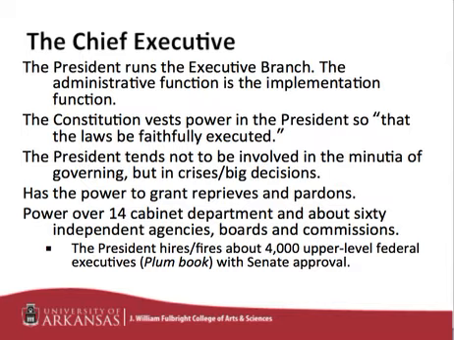Now, the president also has power over 14 cabinet departments and about 60 independent agencies, boards, and commissions. So by the hiring and firing of around 4,000 upper-level federal executives, in other words, the Plum Book, in conjunction with Senate approval, the president has an awful lot of power over how legislation is carried out and how it's interpreted. So what we see here as chief executive, there are an awful lot of checks and balances, whether it's through granting reprieves and pardons, and this is the influence on the judicial branch, or through the actual carrying out and interpreting of law, which of course influences the legislative branch.